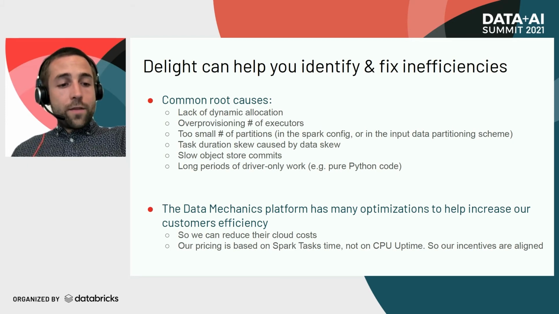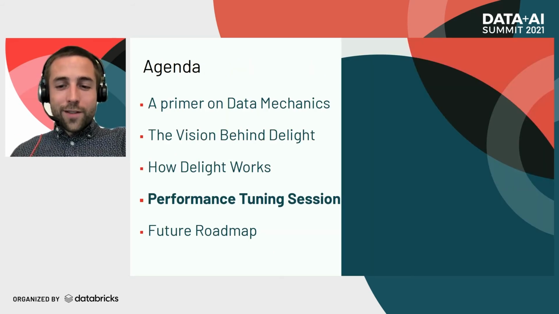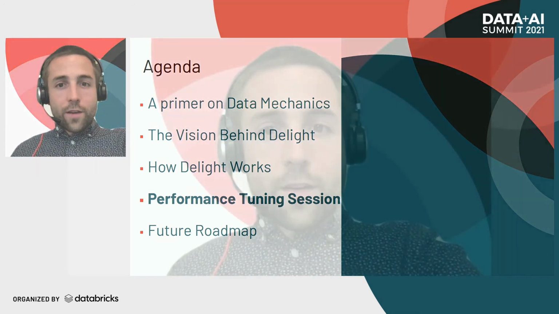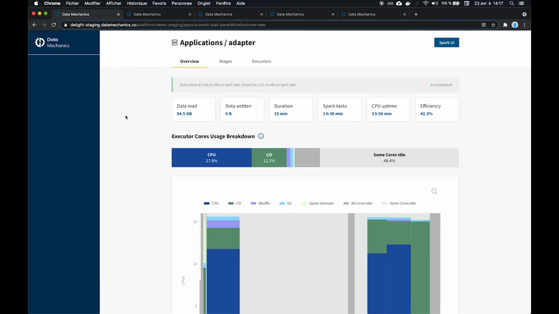Now that we've seen the theory of it, I'd like to leave the mic to Julian, our CTO, who's going to walk you through concrete examples of performance tuning through customers we work with at Data Mechanics. So now I'll leave it up to you, Julian. We're going to walk through a handful of real-life Spark applications to showcase how Delight for Apache Spark provides you in a single glance with the most important insights into the performance of your applications.